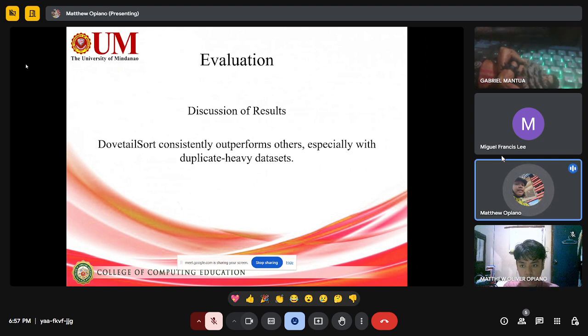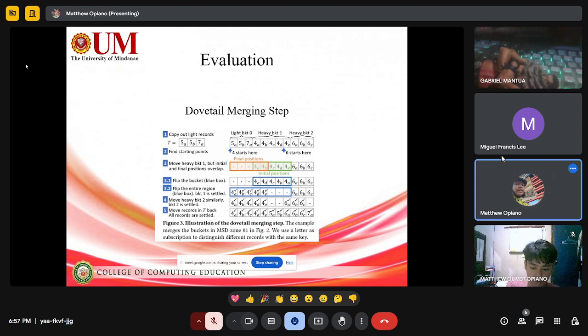So in terms of results, dovetail sort showed superior performance, proving its efficiency and scalability in real-world conditions. One unique feature of our implementation is the dovetail merging step, which carefully balances memory and processing time when merging sub-arrays.